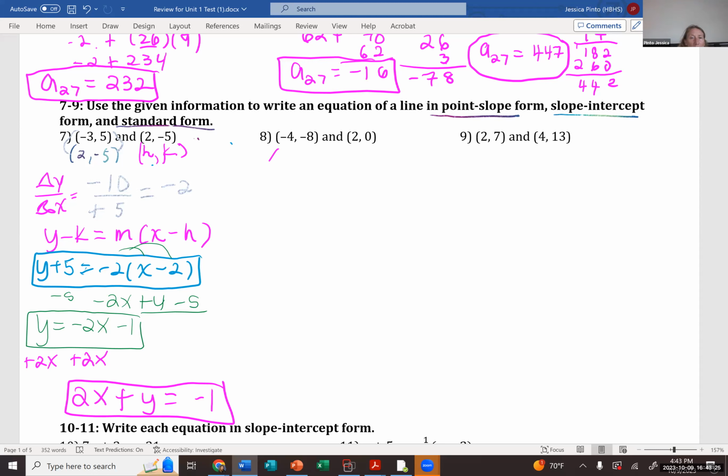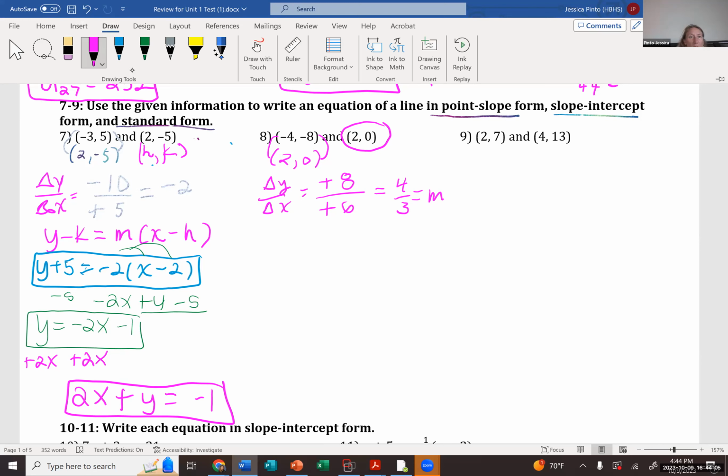So I'm going to line them up. I go 2, 0, and the change in y over the change in x. So to go from -8 to 0, I've actually added 8. To go from -4 to 2, I've added 6. So that's going to be a fraction slope of 4/3. So I'm definitely going to select the coordinate that has 0 so that my math is a little bit easier. So I have the slope, that's my m. And now I just need to write it in point slope form.